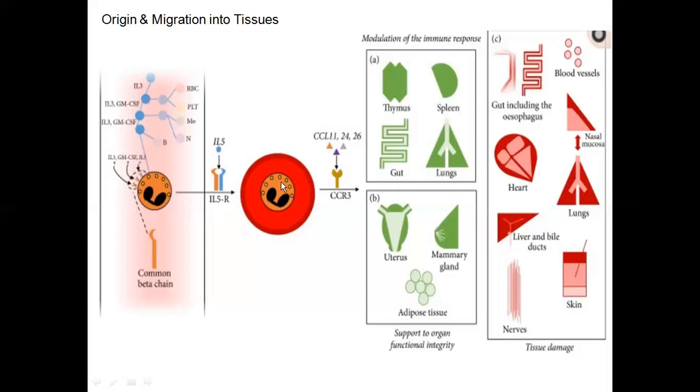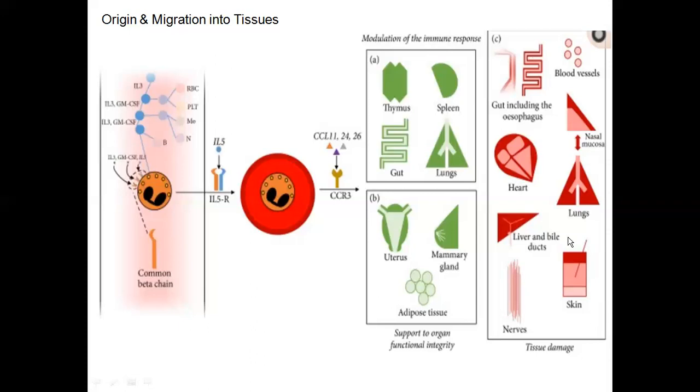Now, in the blood compartment, it doesn't stay for longer. It would stay here for some time, and then it has to enter different tissues. And in tissues, it has certain jobs. For instance, it can do a normal physiological job, modulation of the immune system in different organs, or it can aid the repair of some organs, like support to organ functional integrity, or it can be involved in a disease situation where there are some parasitic or allergic conditions in different organs. And in those conditions, eosinophils are needed.